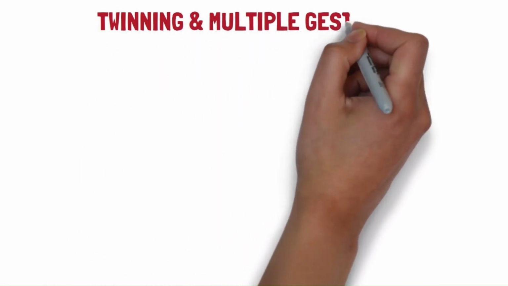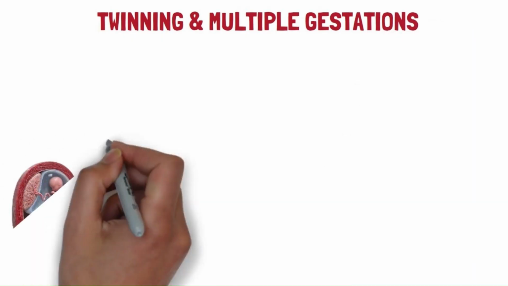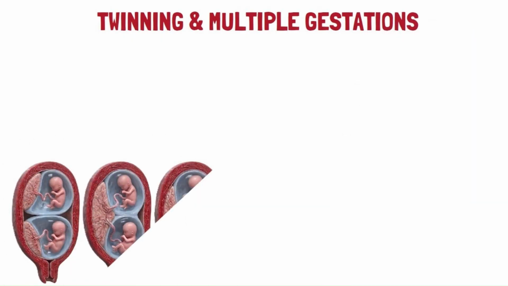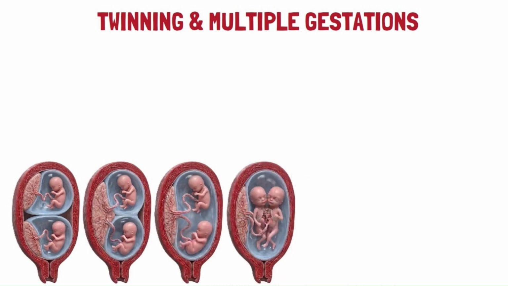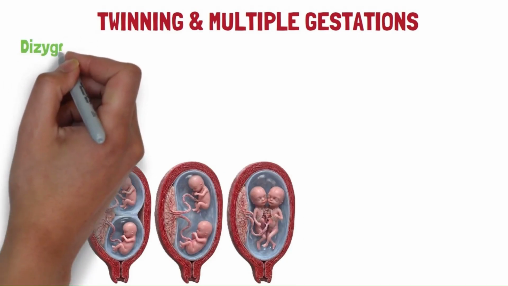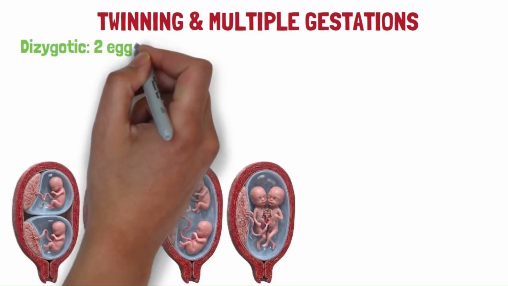Now let's shift gears and talk about what happens when this process splits into two. Dizygotic fraternal twins come from two separate eggs, fertilized by two separate sperm. So they are always diamniotic and dichorionic. And genetically, they are just siblings who happen to share a birthday.